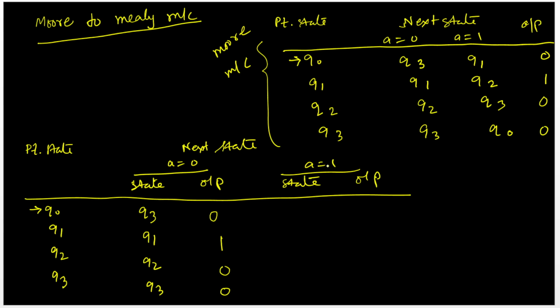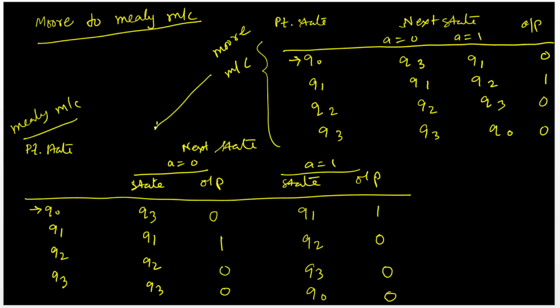Similarly, for input a equal to 1, what are the states? They remain the same: q1, q2, q3 and q naught. Now for q1 the output will be 1, for q2 output will be 0, for q3 output will be 0 and for q naught output will be 0. So this is the conversion. When we convert a Moore machine to a Mealy machine, we have to convert in this way.